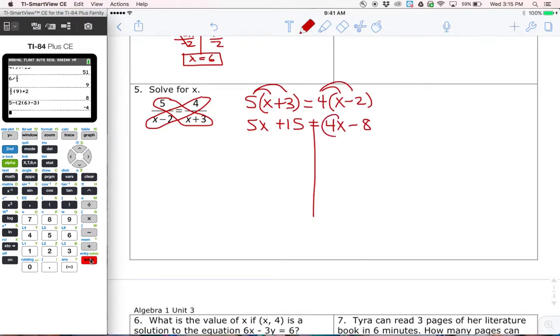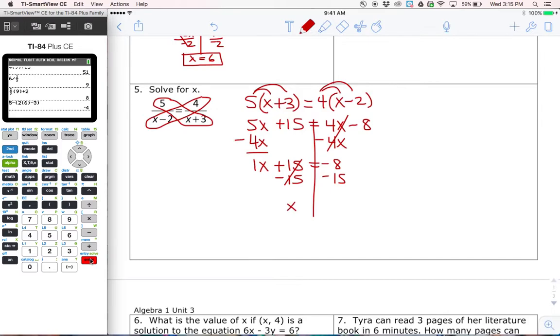All right, this is the one I don't like. I'm going to get rid of that. I'm going to subtract 4x so I can cross it off. On the left side, I'm going to do the same thing. So now I've got 1x plus 15 is equal to negative 8. All right, now I just need to get rid of this 15. I'm going to subtract 15 from both sides. And now I've just got x.